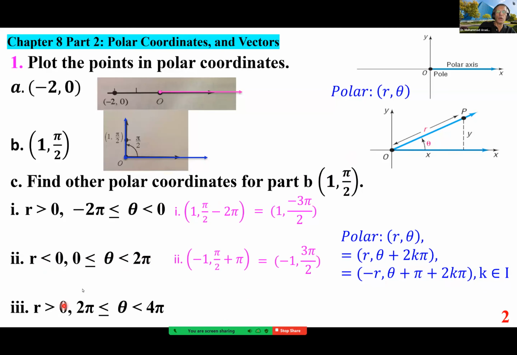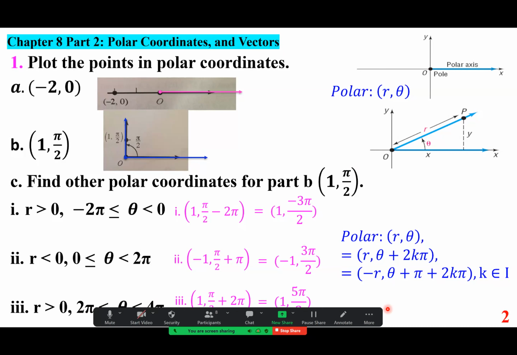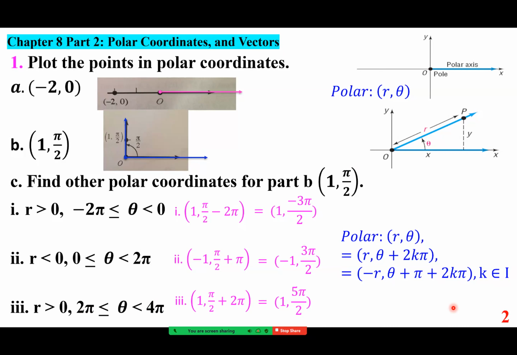We want r to be positive, so we keep the 1. And between 2 pi and 4 pi, just add 2 pi to pi over 2. And that gives you 5 pi over 2, which is between 2 pi and 4 pi. So very straightforward, everybody. Again, just reminding you of that.